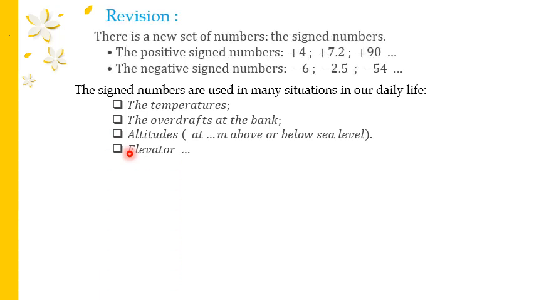The numbers are classified as positive and negative numbers. Examples of positive numbers: +4, +7.2, +90, and so on. I can put +4, or simply I can write 4 and it's a positive number. For the negative signed numbers, -6, -2.5, -54, we put a minus sign in front of it to represent a negative number.